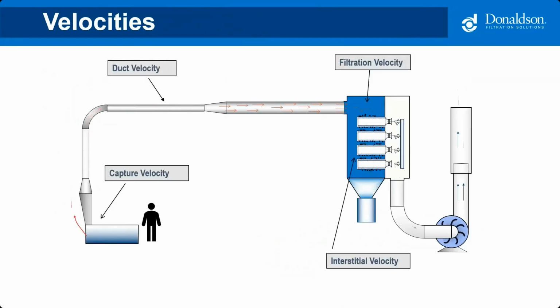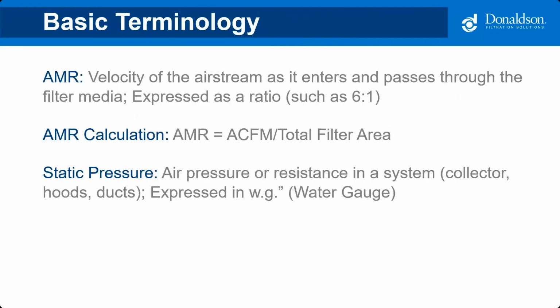There are different types of air velocities that are important to maintain in a dust collection system, including capture velocity, which is the speed of the air at the hood or the area of generation. In this case, it's the laser table. The duct velocity, which is the speed of the air flowing through the duct. The filtration velocity, which is the speed of the airstream as it enters and passes through the filter media, also referred to as the air to media ratio, or AMR. The interstitial velocity, which is the speed of air in between the filters. All these need to be managed to appropriate levels for proper filtration. Mike will cover this a little bit later in the presentation as well.